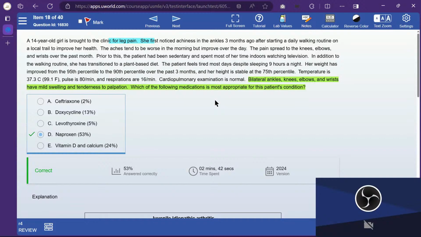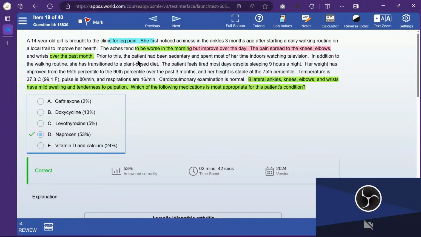14-year-old with leg pain, bilateral ankle, knee, elbow, wrist swelling, tenderness, and palpitation. There may be JIA type of thing. What sort of JIA is this? There is a systemic feature. The pain spreads to knee, elbow, wrist over the last month. The ache is worse in the morning and improves during the day.